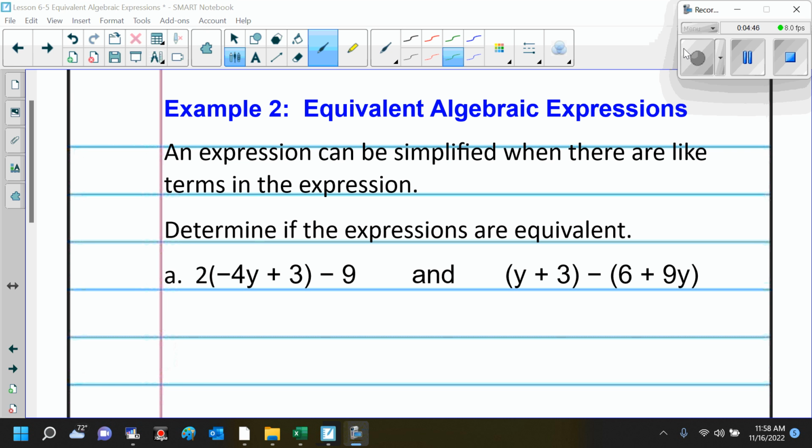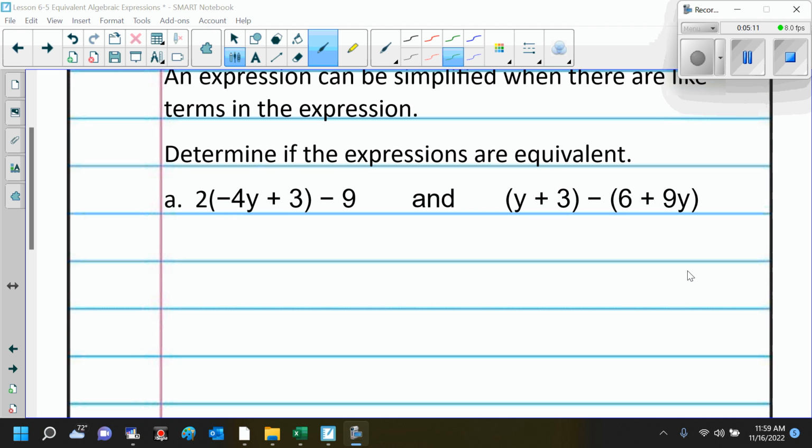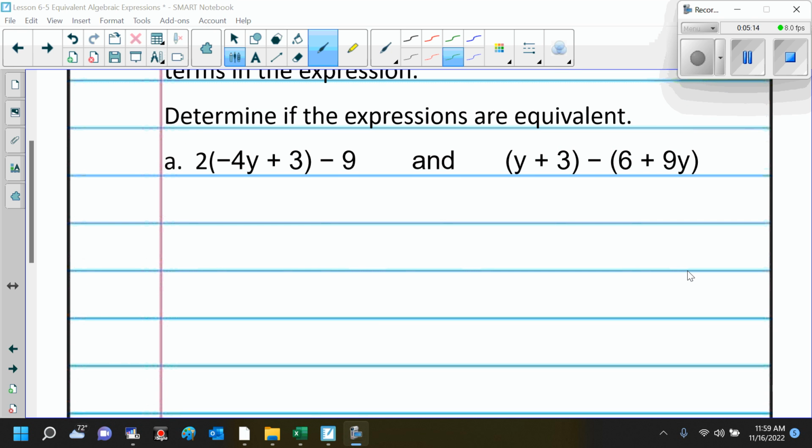All right. So again, an expression can be simplified when there are like terms in the expression. So here we've got like terms. We've got some constants that we could put together. Over here we've got constants and variables. So that means on both of these, and there's parentheses, right? So on both of these, we need to simplify both of those expressions and then compare. Okay? So the first thing we want to do, for example A, is use our distributive property.